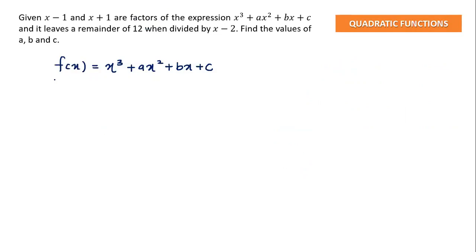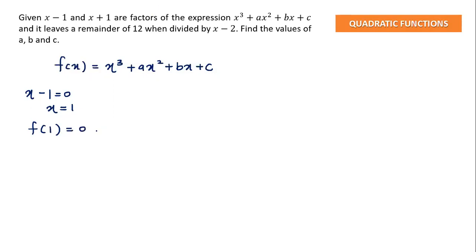So what is going to happen here? Look at this one first: x minus 1. Setting x minus 1 equals 0, what is the value of x? x equals 1. That means when you divide by x minus 1, you will get the remainder of 0. In another way that is easier to understand, f(1) will give you 0. That is the meaning of this.